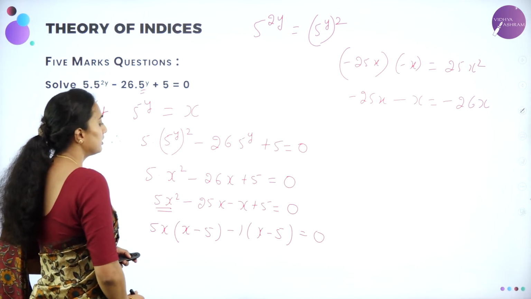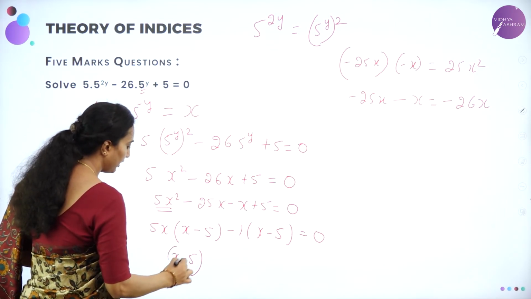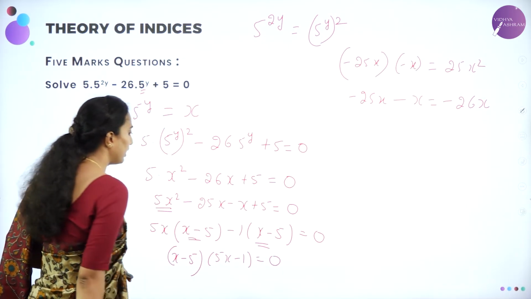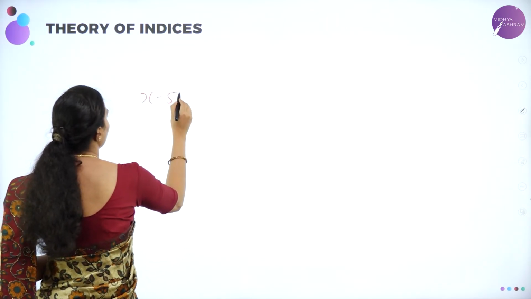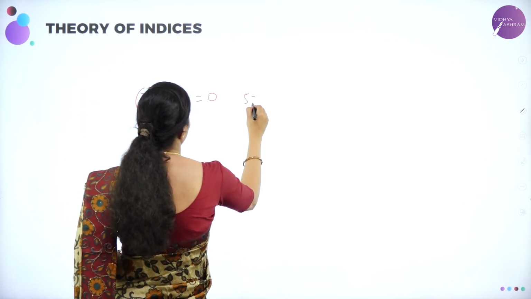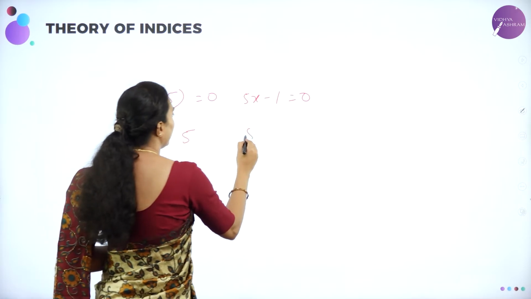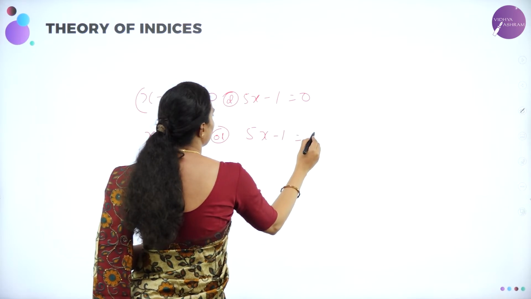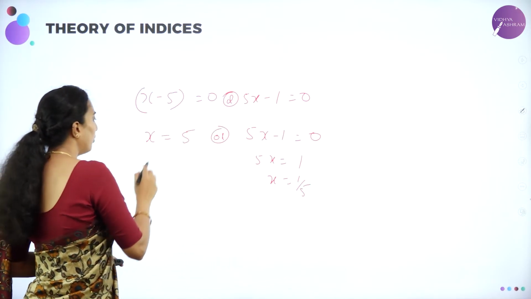So what can I have? I can write this as x minus 5 taken common in both, remaining is 5x minus 1 equal to 0. So I can equate both. If I equate both, what am I going to have? x minus 5 equal to 0, and 5x minus 1 equal to 0, correct? So x minus 5 equal to 0 is x equal to 5. Or 5x minus 1 equal to 0 means 5x will be equal to 1, x will be equal to 1 by 5.